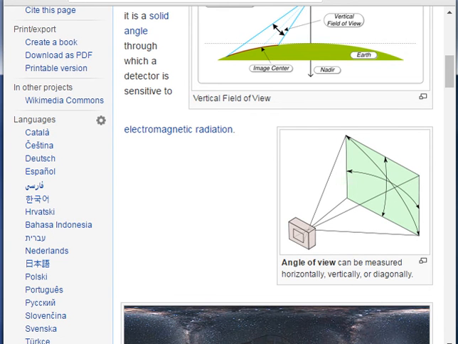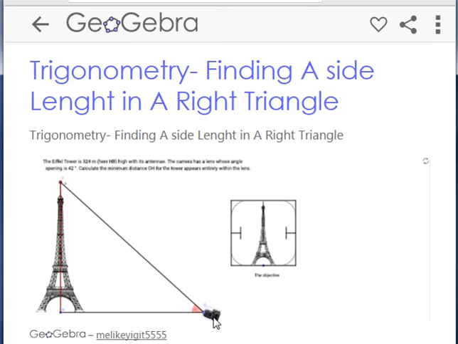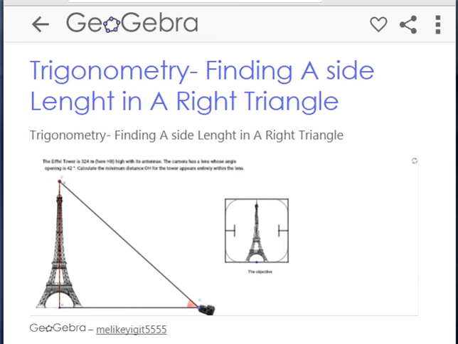In our particular application for the Eiffel Tower in the picture, the angle is 42 degrees, and the height of the Eiffel Tower again is well known. It is 324 meters tall. So what we'd like to know is how far away do we need to be from the Eiffel Tower in order to get the entire Eiffel Tower in our view.